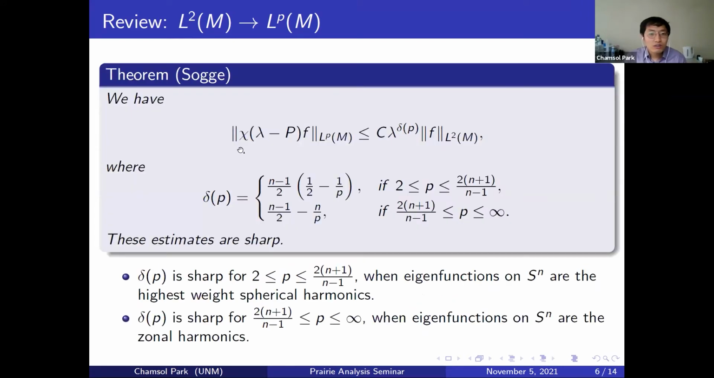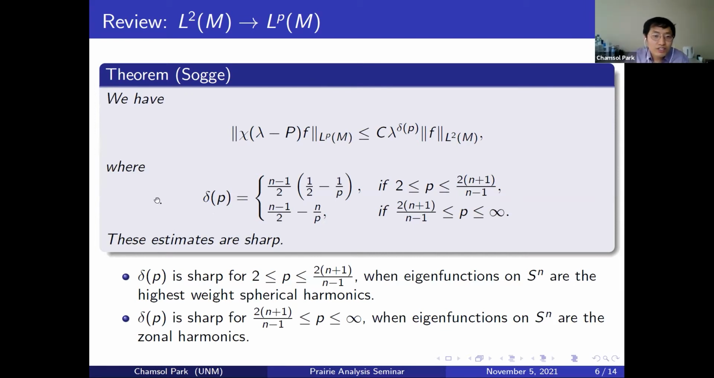And Sogge said that the operator norm of the approximation operator from L2 to LP is bounded above by lambda to the power delta of P, up to some uniform constant which depends only on M, our ambient manifold, where delta of P is expressed something like this. So this kind of estimate holds for any compact Riemannian manifold. Sometimes it is called a universal estimate, just because of the fact that this holds for any compact Riemannian manifold.